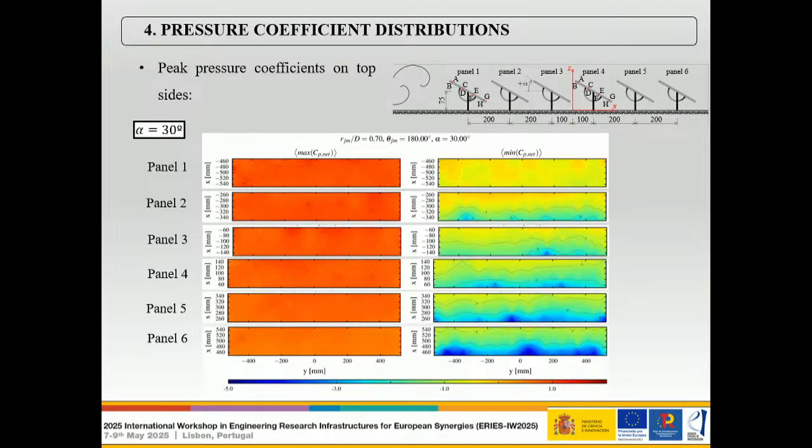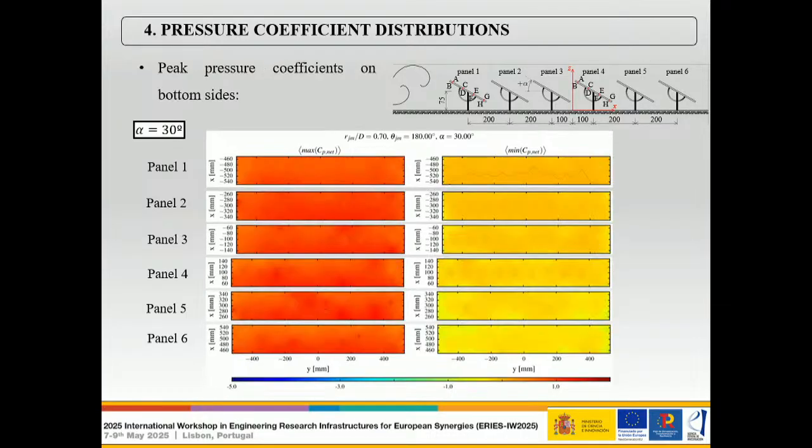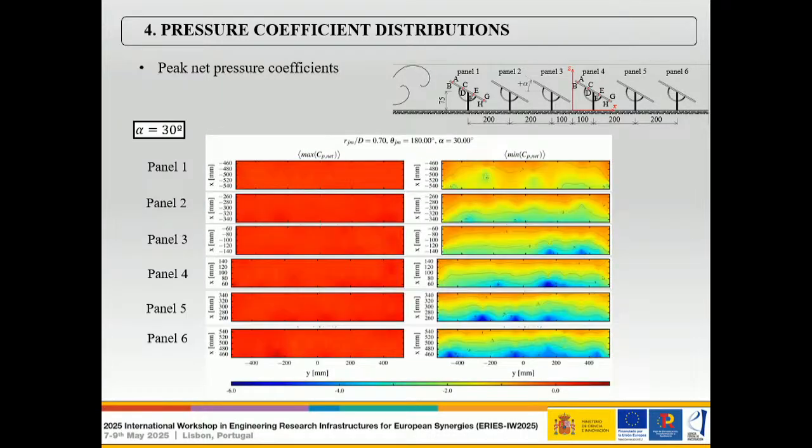And just to finish, for the plus 30 degree angle of attack case, maximum pressure and obviously the minimum pressure, since we have suctions. You can see how there is an obvious interference between some panels and the others, with higher negative pressure here for panel number 6. And these are the net pressures that tell you quite a similar story.